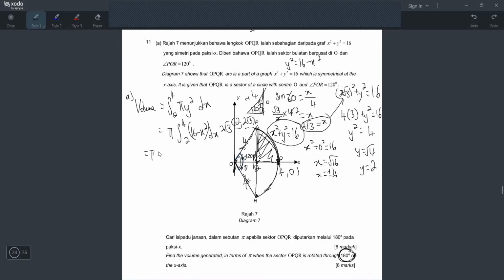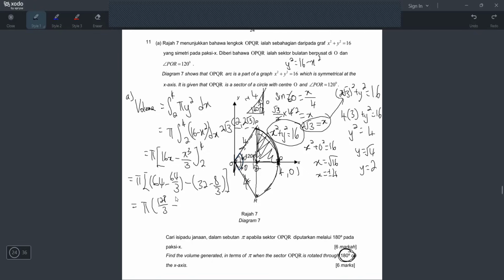So now it will be pi, and then start to integrate, open bracket, integrate 16 is 16x, integrate x squared is x to the power 3 over 3, close bracket, 4, 2. Now I will substitute the 4 inside, and then another bracket is to substitute 2 inside, with a minus in the middle. 4 times 16, 64, 4 to the power 3, 64 over 3, substitute 2, 32, 2 to the power 3, 8 over 3. I hope it's not too fast. This one you can use a calculator. Okay, 64 minus 64 over 3, press calculator. Okay, 128 over 3, write it down.